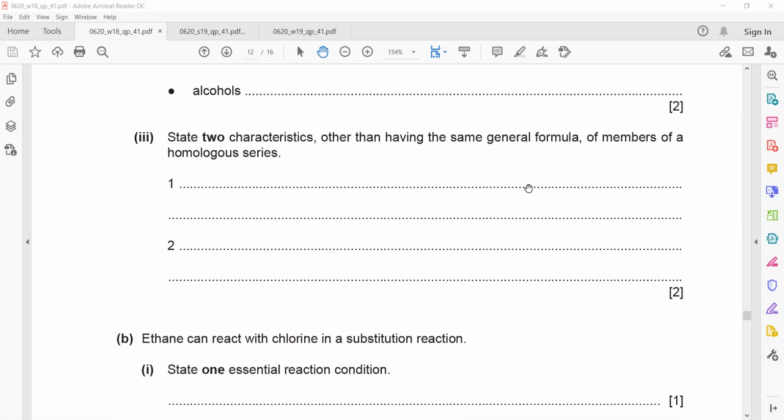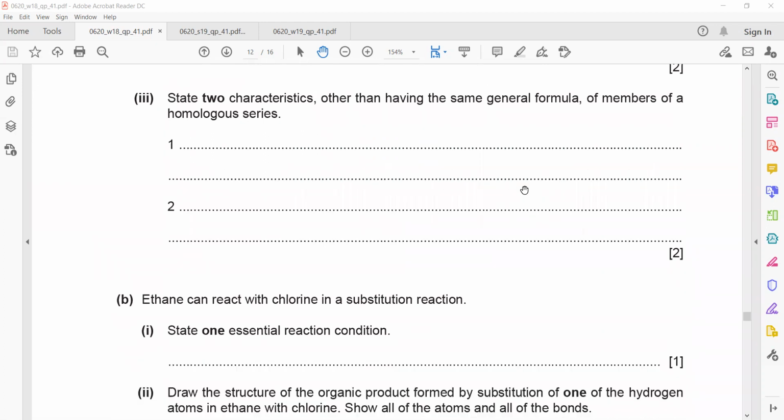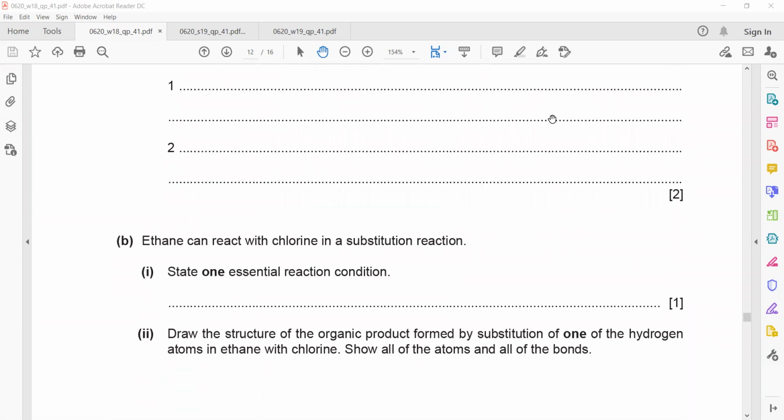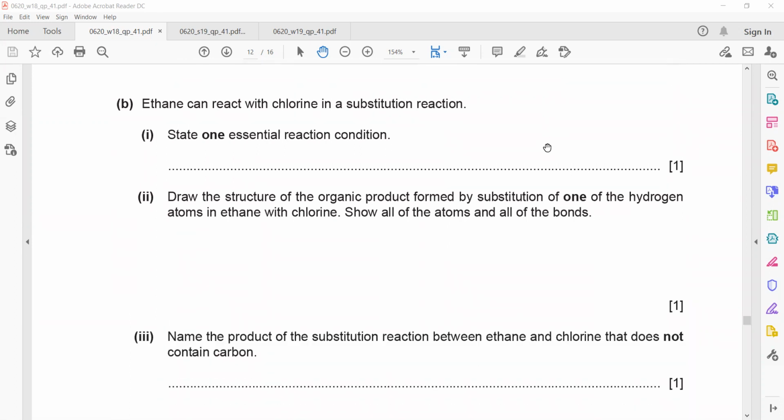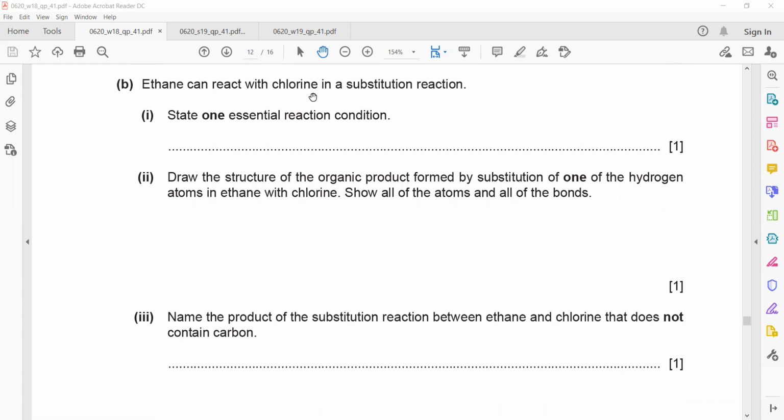Then two characteristics of a homologous series. Already we discussed this, so I'm quickly going through. Same method of preparation, same general formula. Already they mentioned the general formula, so you don't have to mention it. Same method of preparation. Each member differs by CH2. Ethane can react with chlorine. Essential condition: we use ultraviolet light. Draw a structure of the organic product formed by substitution of one hydrogen. So ethane reacts with chlorine, it will form chloroethane. So one of the hydrogens of ethane will be replaced by chlorine.